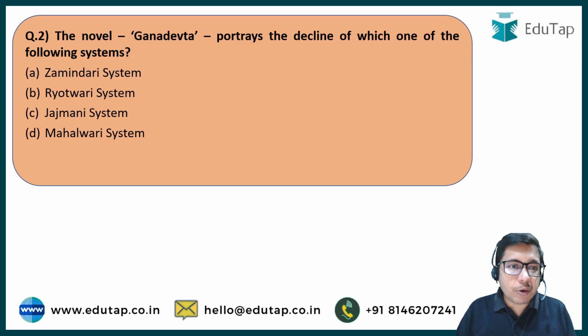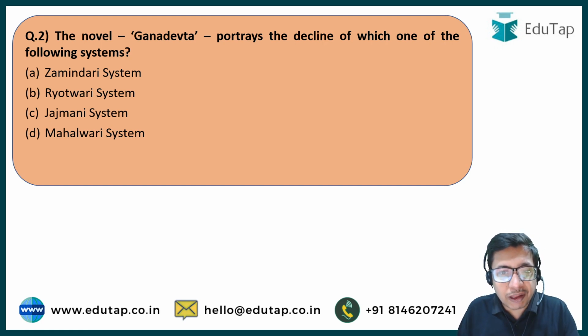Question number 2 is again about a piece of literature, that is Ganadevta. Ganadevta portrays the decline of which one of the following systems? Ganadevta is a very popular Bengali novel. I would not say that it is quite in the mainstream, because it's a very old novel and it is set in times which are not very familiar to the people living in India today. But it is a very important piece of work through which we get to know the history of rural India during the British times.